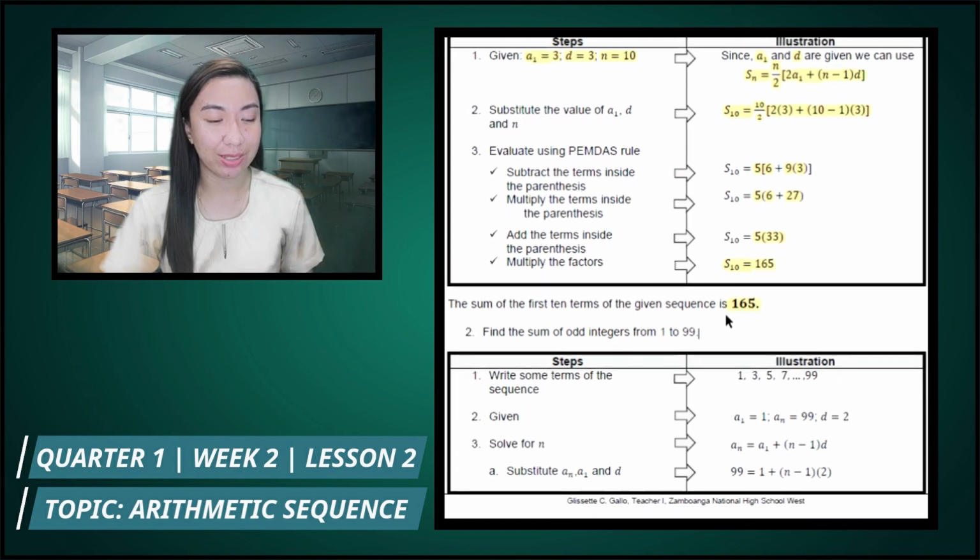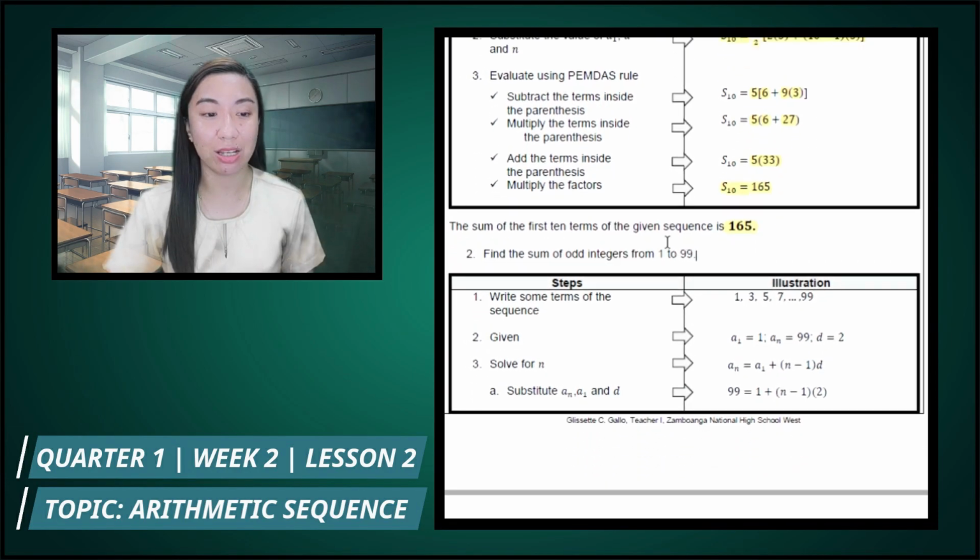Okay, so let us have example number 2. Find the sum of odd integers from 1 to 99. As a review, when we say odd integers, these are integers that are not divisible by 2. Ibig sabihin, kapag divide natin ang number by 2, it will not give us a whole number.